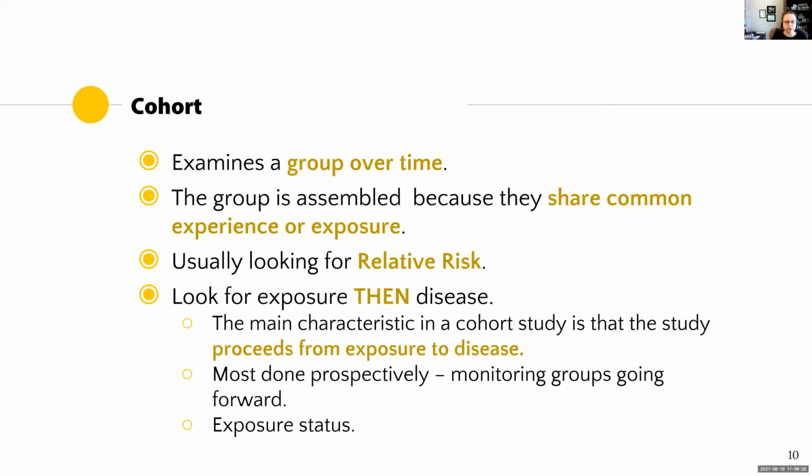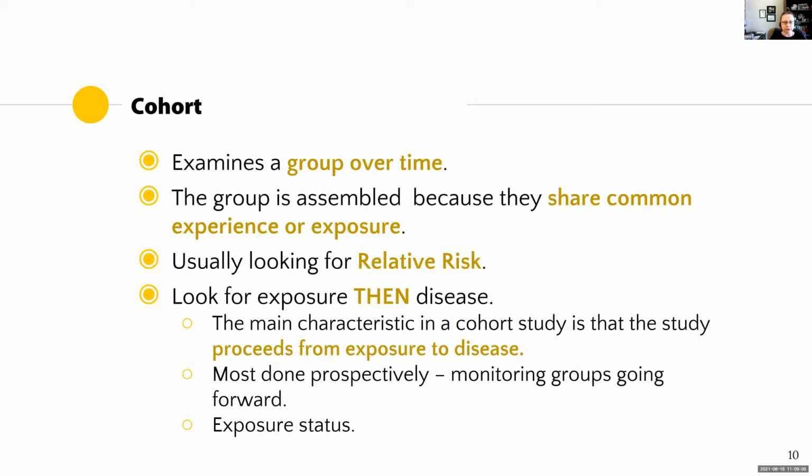Then you look for exposure, then disease, right? So the main characteristic of the cohort study is that the study goes from exposure to disease. Case control goes from disease to exposure, cohort exposure to disease. And they're mostly done prospectively. That means we would get our cohort together, establish the baseline, and then follow them forward in time to see if they develop the outcome of interest.